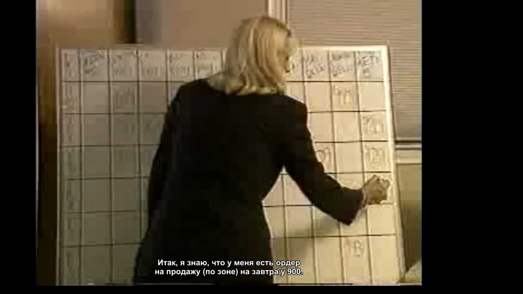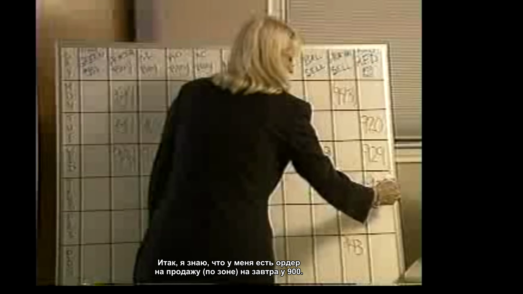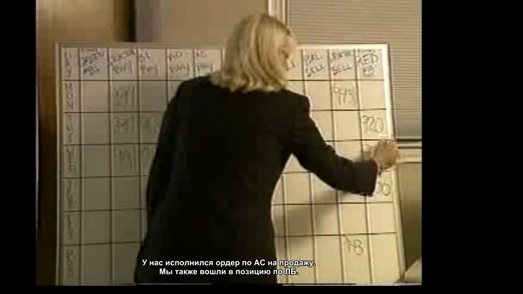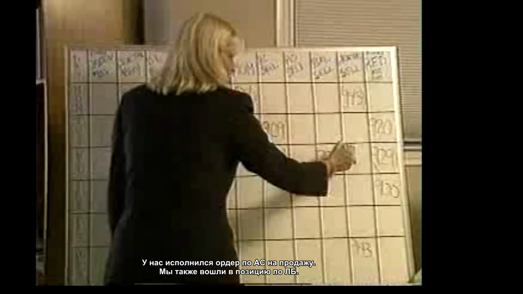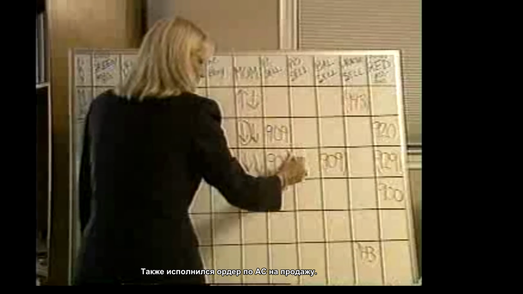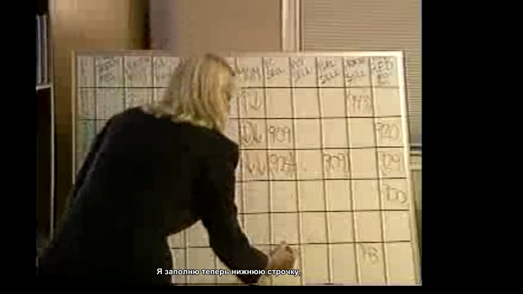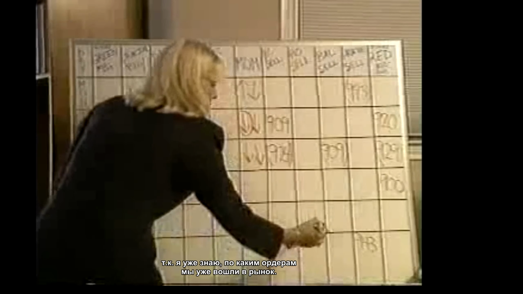Okay, I know I have one for tomorrow at 900 even. We took a position on the reds. We also took another position on the balance line. And we also got filled on the AC sell. So now I will fill this in at the bottom so I know what positions I have and where I was filled.